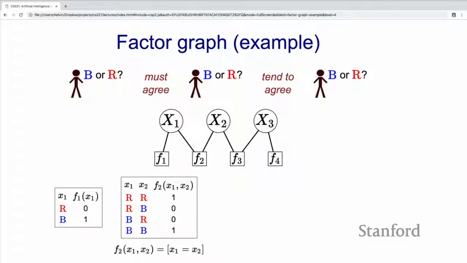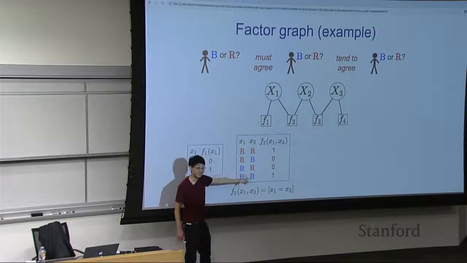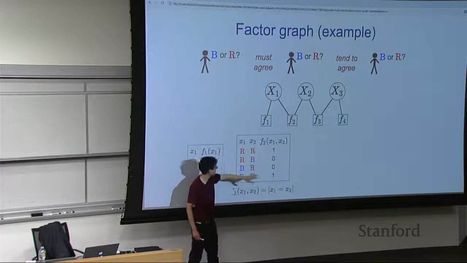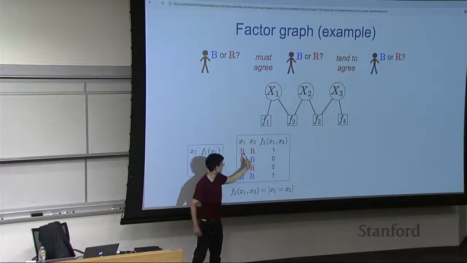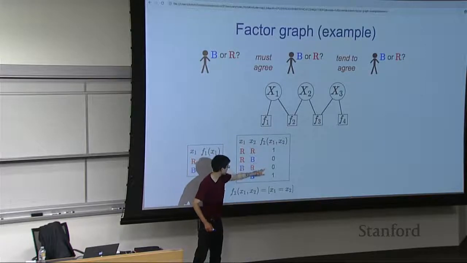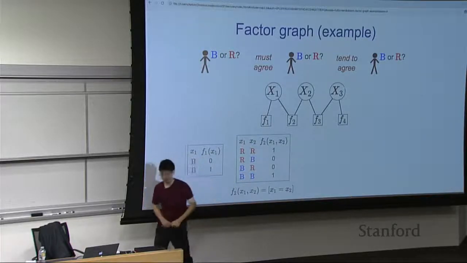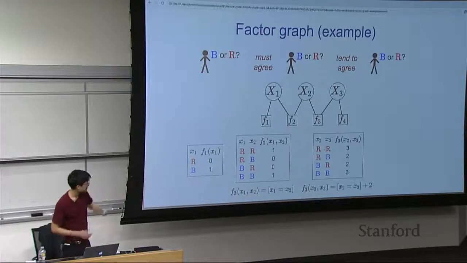Likewise, f2 here. The way to read this table is the first column is the value that x1 takes on, the second column is the value that x2 takes on, and the third column, f2, is what this factor thinks of this particular assignment of the variables. So it's quite happy when they agree on red. It's quite happy when they agree on blue, but it is unhappy when they disagree, which is why it gets 0. And we can look at the other factors, which have very similar information.